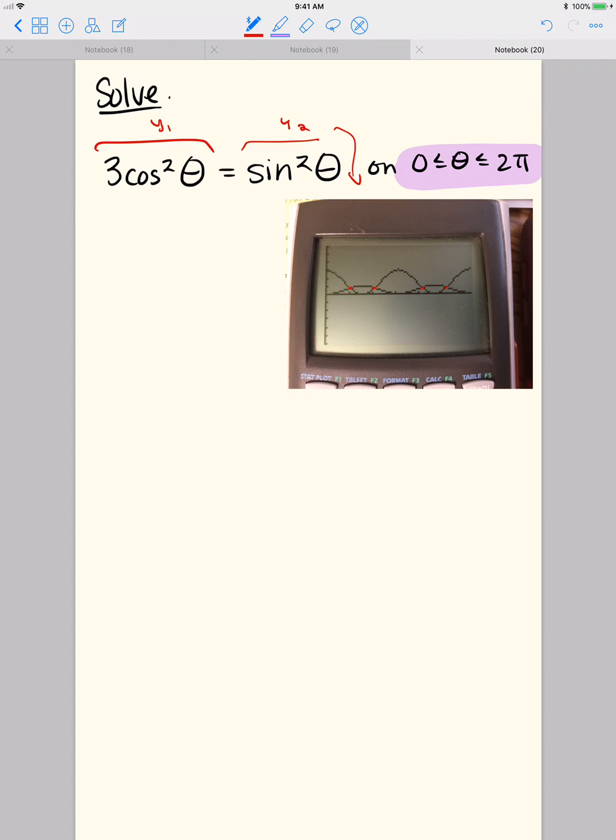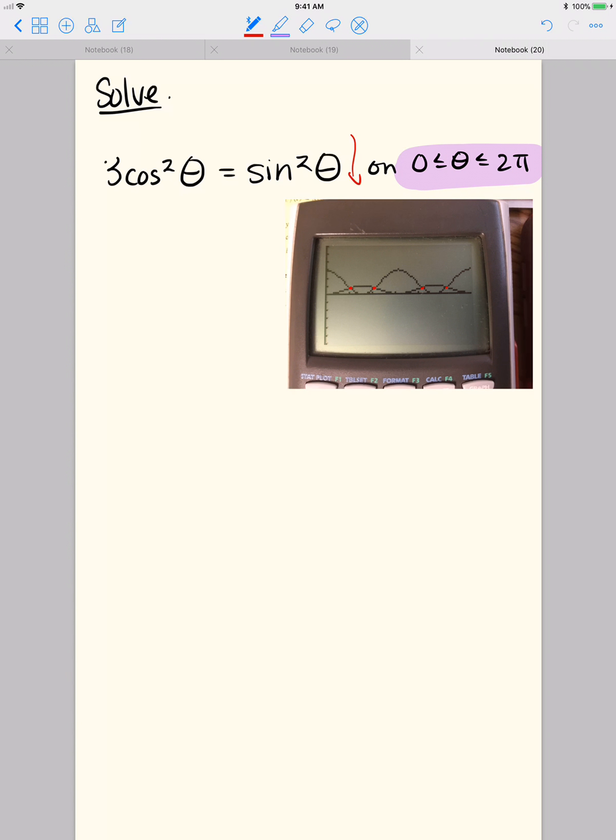where those two graphs are equal to each other. Now, to solve for it, your calculator will give you decimal answers if it's in radian mode, which it currently is. So my window is looking from 0 to 2 pi. If you set your window from 0 to 360 in graph, it will show you intersection answers in degrees, and then you would have to convert those to radians. But for now, we're just going to work in radians.